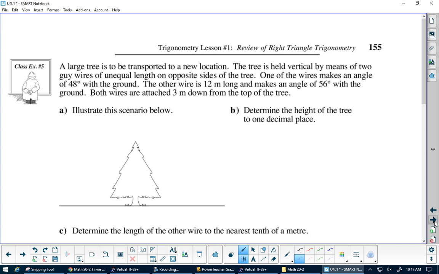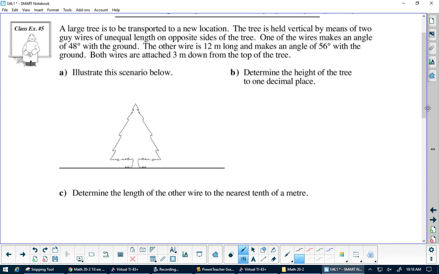Okay, a monstrous question here. Let's do this question. So we got a large tree that is to be transported to a new location. The tree is held vertical by means of two guy wires of unequal length on opposite sides of the tree. One of the wires makes an angle of 48 degrees, and the other wire is 12 meters long and makes an angle of 56 degrees with the ground. Both wires are attached 3 meters down from the top of the tree.